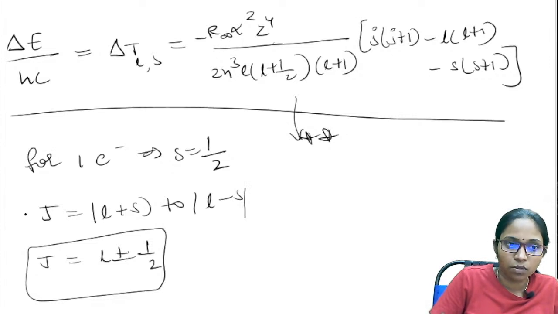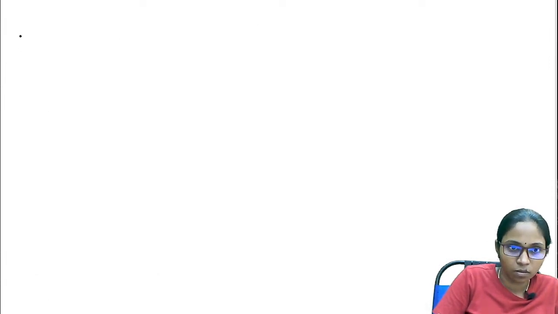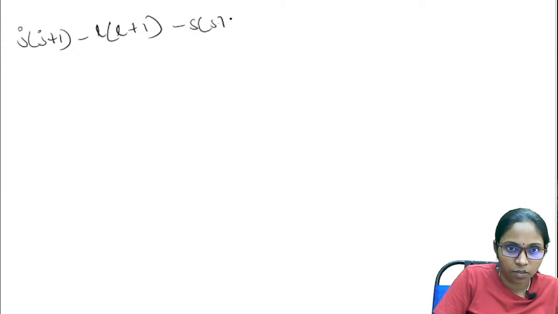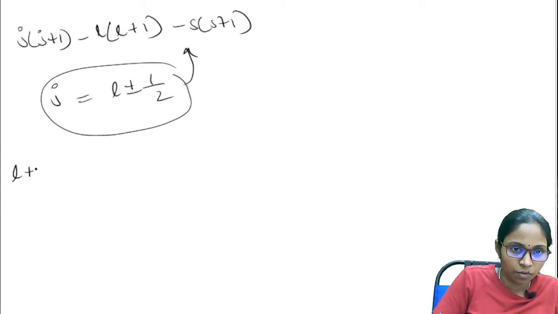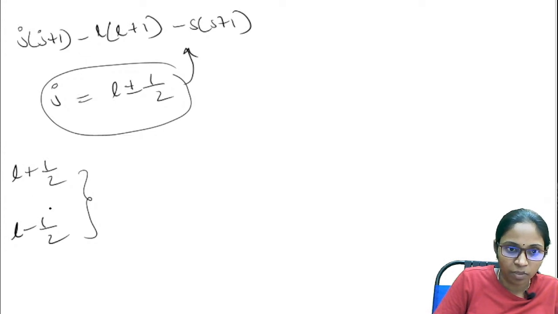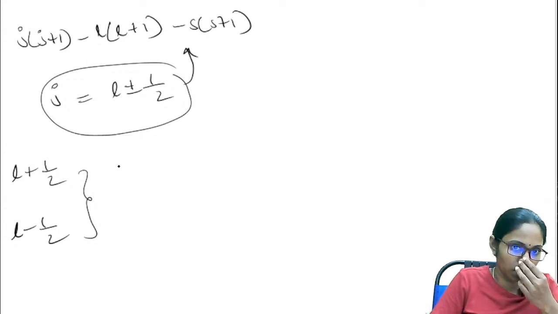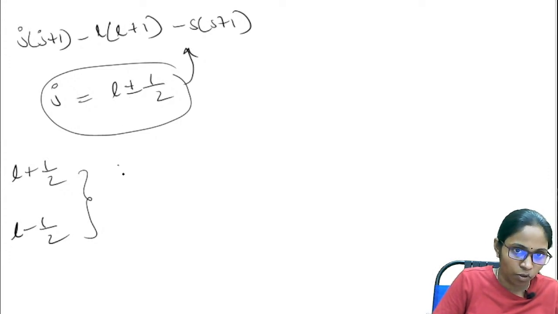And you just take this value, that is, J(J+1) minus L(L+1) minus S(S+1), and substitute the J values, J equals L plus or minus 1/2. You just substitute this into this equation, for L plus 1/2 and for L minus 1/2. In place of J, you take L plus 1/2 for one and L minus 1/2 for the other.